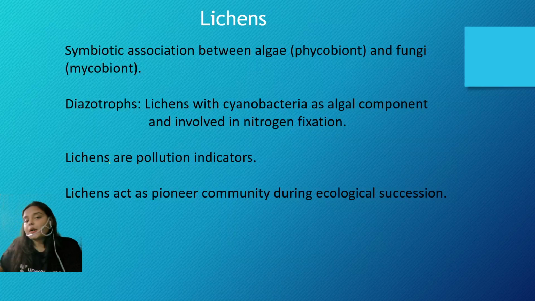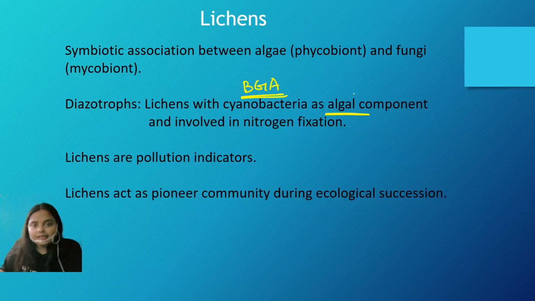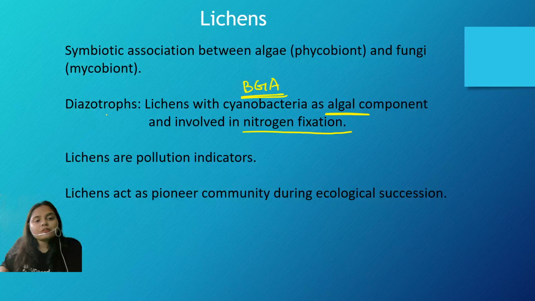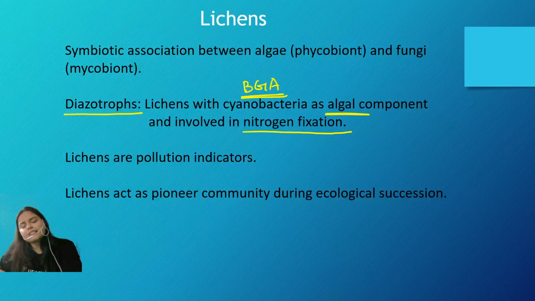Now, what happens sometimes when the cyanobacteria, or the blue green algae, BGA, is acting as the algal component in the lichens? Then they are mainly involved in the process of nitrogen fixation, and this type of association is known as diazotropes. Azo is the term used for nitrogen. So diazotropes, when the lichens are involved in nitrogen fixation, because the algal component is the cyanobacteria.